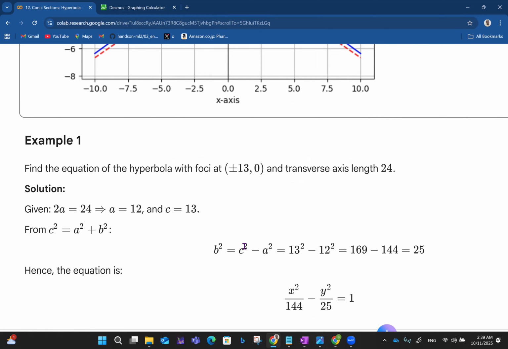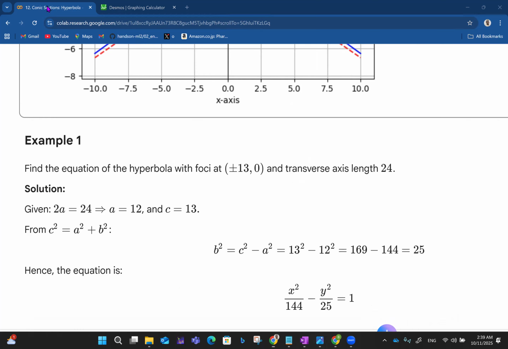So b squared now is equal to c squared minus a squared. That's 13 squared minus 12 squared, and we have 25. So b squared is 25. That means b is 5. So hence the equation of the hyperbola is x squared over 144 minus y squared over 25 equals 1.